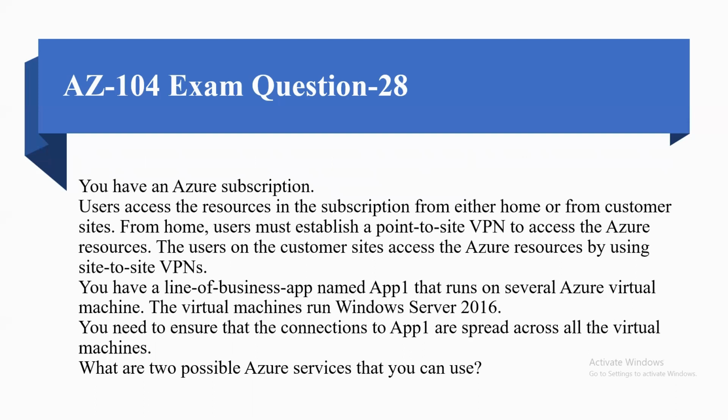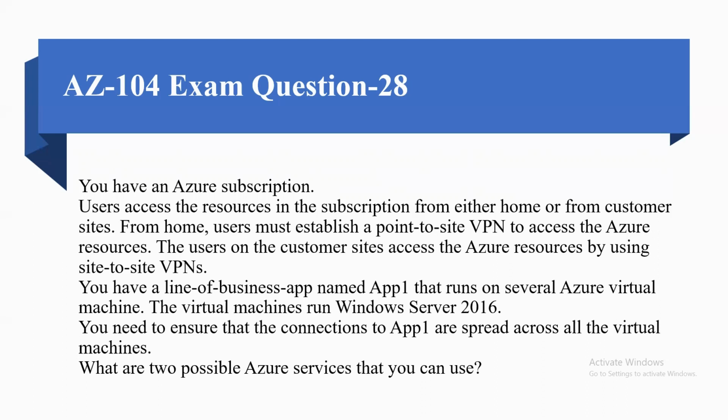Next question. You have an Azure subscription. Users access the resources in the subscription from either home or from the customer side. From home, users must establish a point-to-site VPN to access the Azure resources. The users on the customer side access the Azure resources by using a site-to-site VPN.